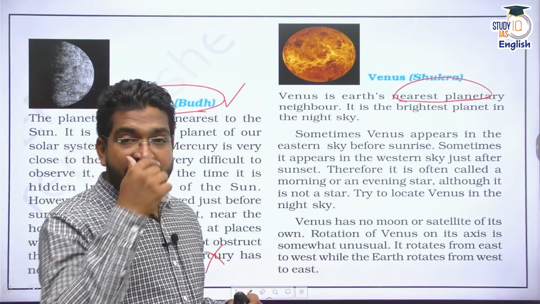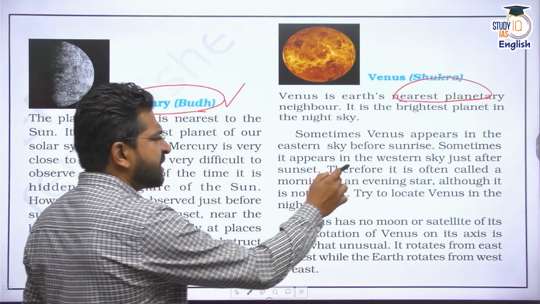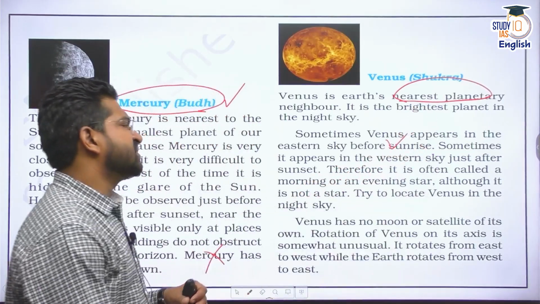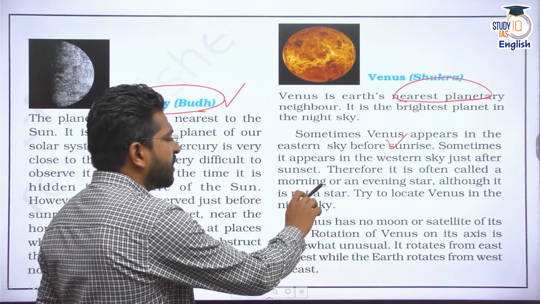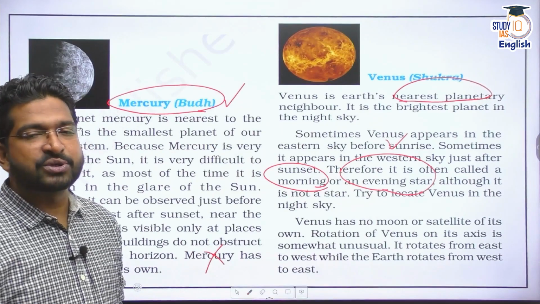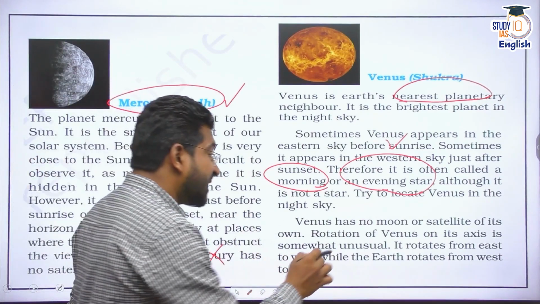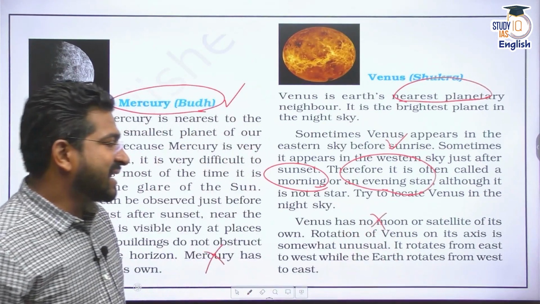Sometimes Venus comes very close to Earth when it is revolving, and many a times we can observe it especially during sunrise or sunset. Yes, we can see it. That's why it is also called the morning star or evening star. It is very easy to locate Venus. It looks like a bright star. Apart from that, please remember, Venus has no moon. It does not have any satellites.